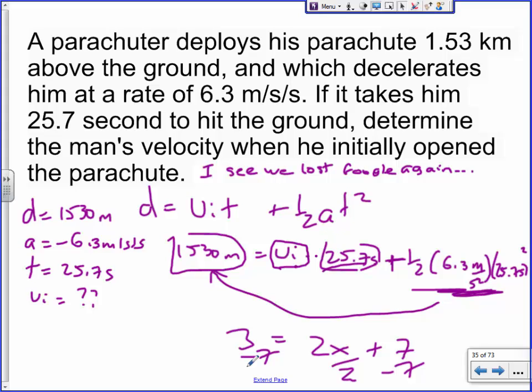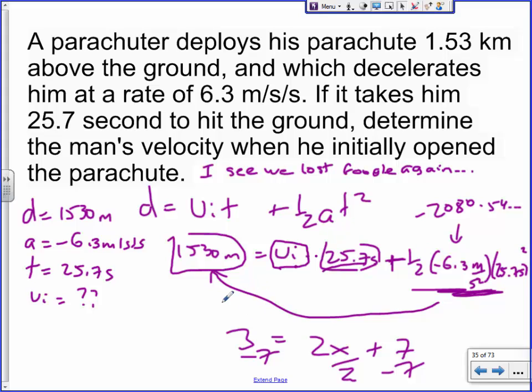So if I do 1/2 of negative 6.3, oh, I missed the negative here, didn't I? Because we're slowing down. Negative 6.3 times 25.7 squared. I found this number right here then to be negative 2080.54, kind of thing like that. It's a negative number though, right? So then we need to add it to the other side. So 1530 needs to be added to 2080.5435.